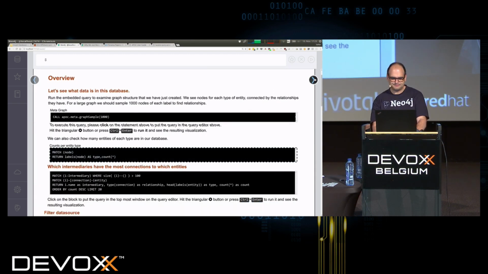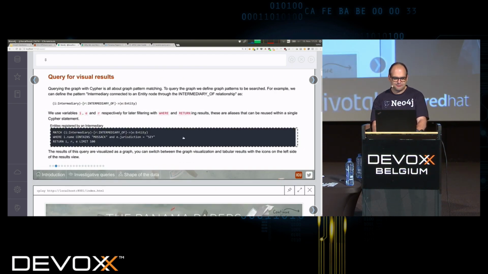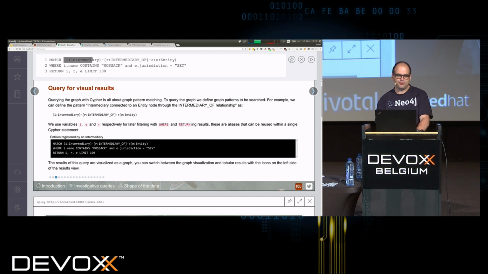Okay, let's go a step further. Let's get some visual results. Let's assume we want to find intermediaries that act for companies. So the path would be: we're looking for a node with label Intermediary. We name that node I. We're looking for an intermediary-of relationship to something that is an entity. I know that variable names should consist of way more than one character. In real code I do that, but I would just break the line here. So this is a rather bad example to have only one-character variable names. The intermediary's name property should contain the word Mossack, and the jurisdiction of that entity should be the Seychelles Islands. And then we just want to return the intermediary, the relationship, and the entities, and we want to limit that to 100 results.